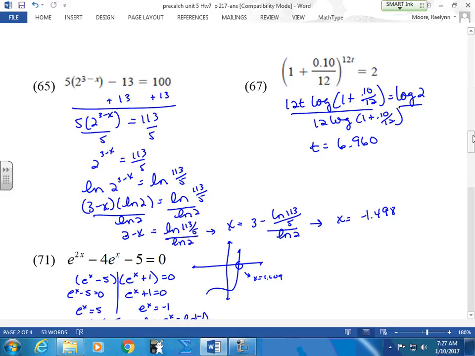Wait. I didn't know how to do it. Okay. Did we get through this step? Yes. Okay. Did anybody take the log of both sides here?